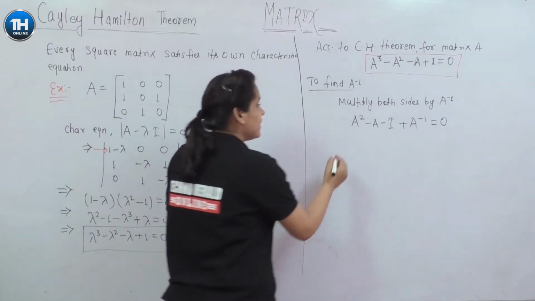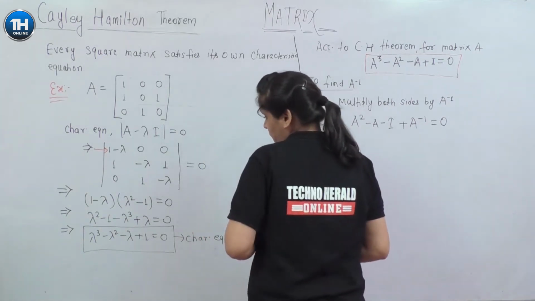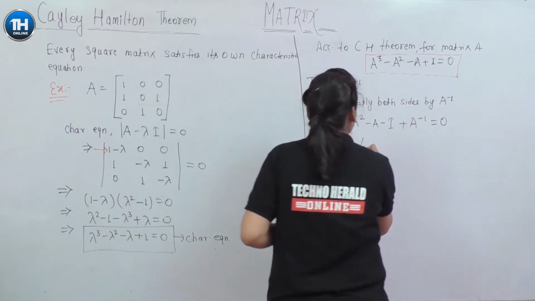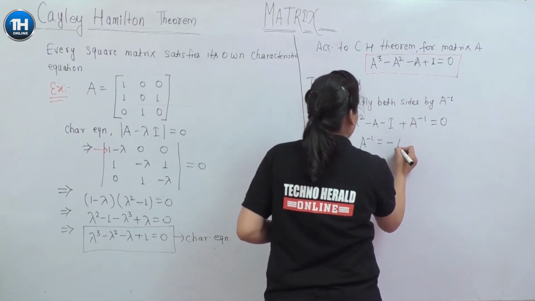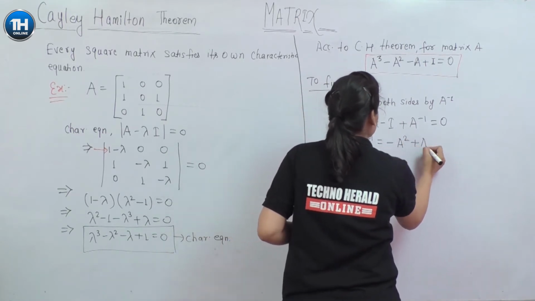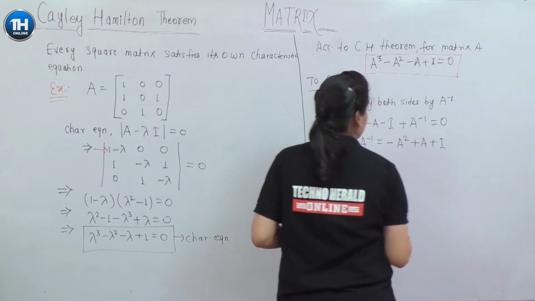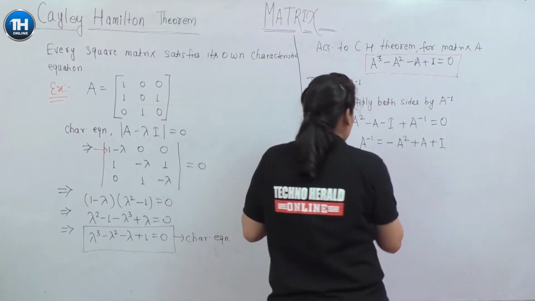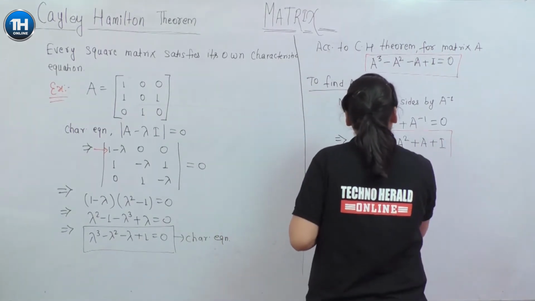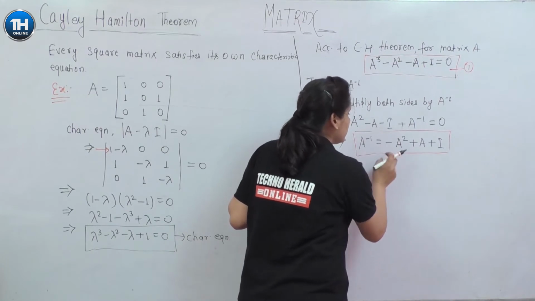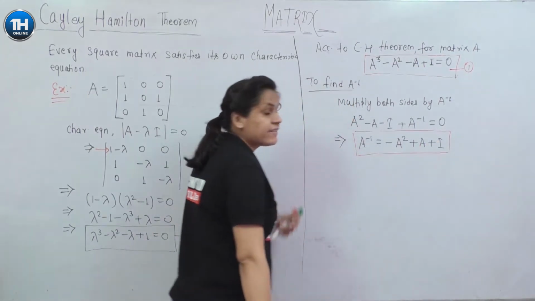So simply here A inverse will be equal to what? Minus A square plus A plus I. Fine. So we got the value of A inverse here. So A inverse is equal to A square minus A plus I, as we calculated.